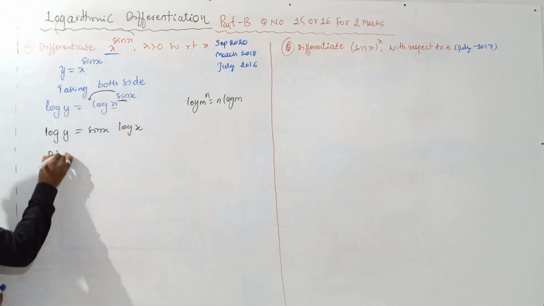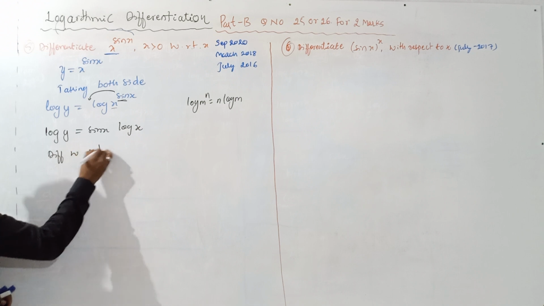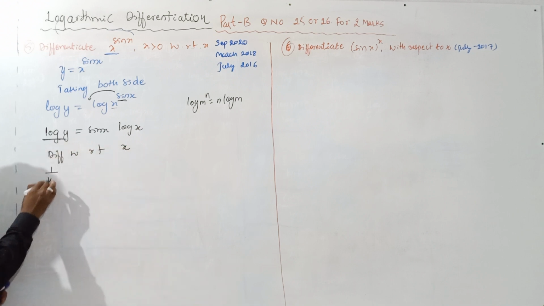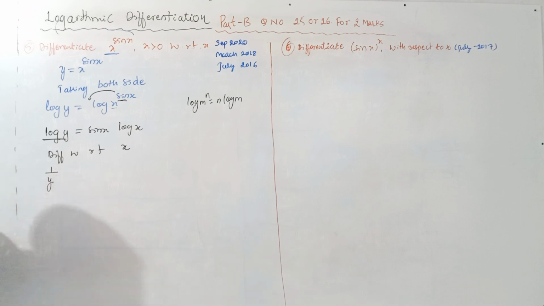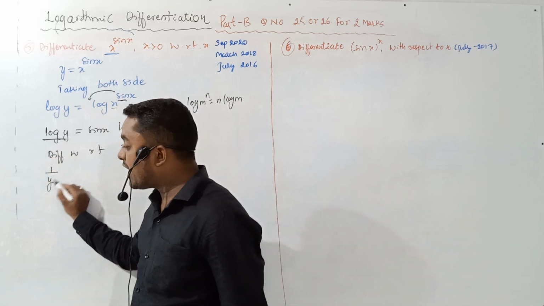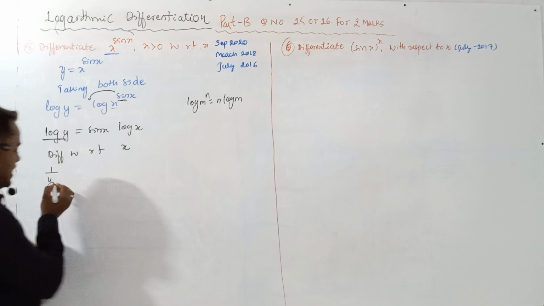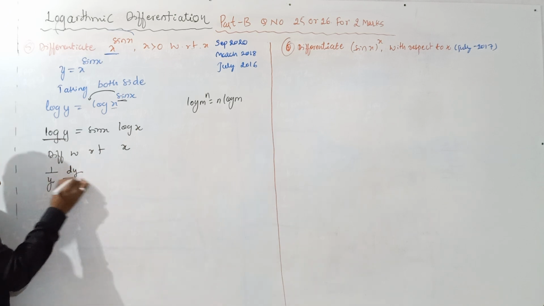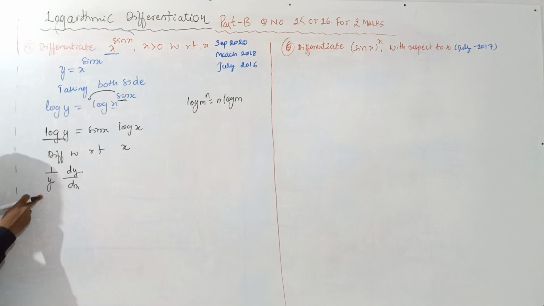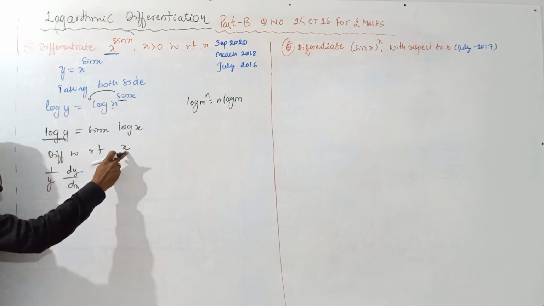Now differentiate with respect to x. Derivative of log y is 1 by y. Derivative of log x is 1 by x. Here, log y means 1 by y, derivative of log y is 1 by y. Then the derivative of y with respect to x is dy by dx.